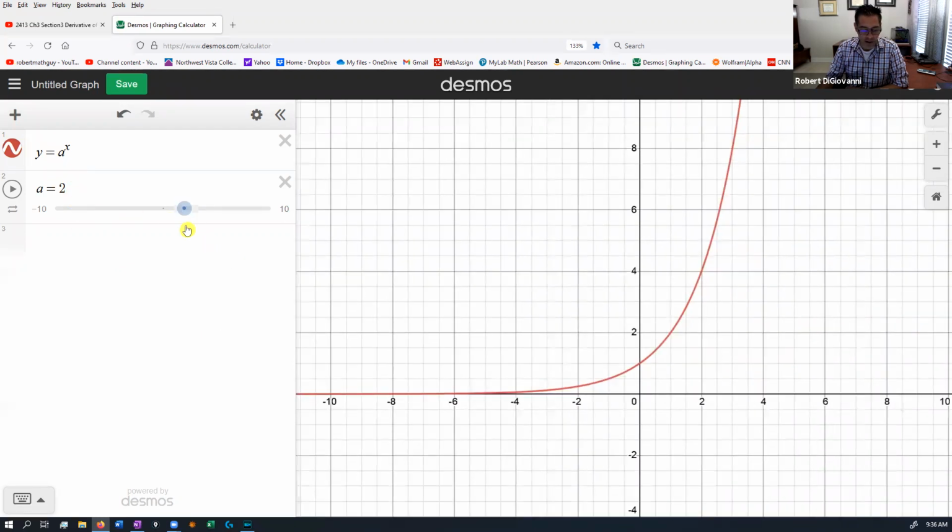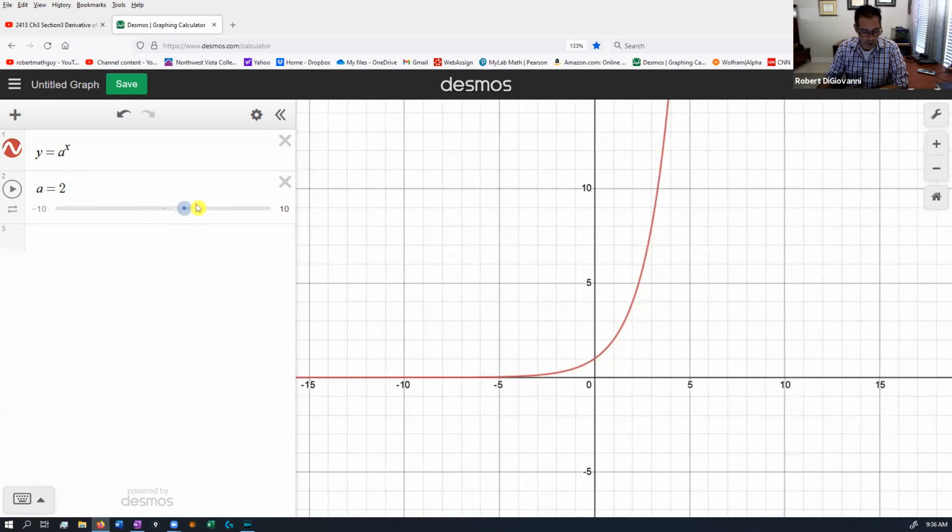Let's look at what happens if I make this number bigger. Just watch what the graph does. It seems like it's getting steeper and steeper, like it's growing faster and faster and faster. So the bigger this number is, the faster it grows as you go out to the right. The smaller it gets, the less steep it gets.